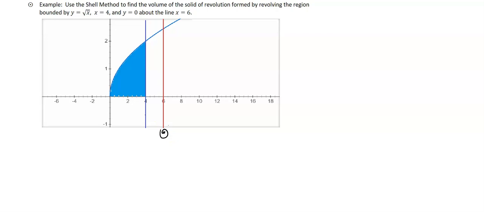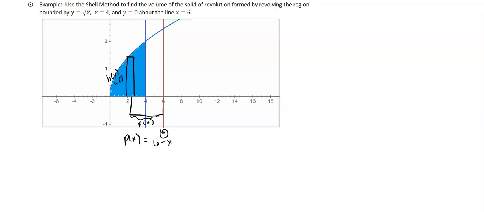Okay, so h of x for a rectangle is going to be the height, which is just the square root of x. P of x, remember, is the distance from the axis to the rectangle. So if we want to know the distance, or the width of this little segment here, whatever your x is, you're going to subtract it from 6. So this one, my p of x will be 6 minus x.